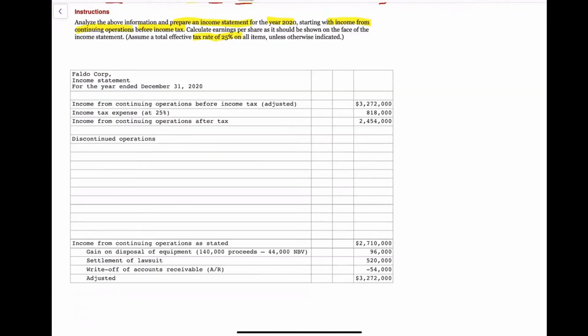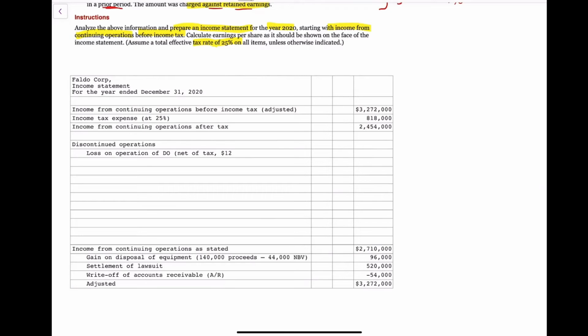Discontinued operations. Here we have a loss on operation of the DO, and we're going to put net of tax. But how much is the tax adjustment? Would it be 22,500? It would be 22,500 because it says that the before tax loss on operating was 90, and we know our tax rate is 25%, which means the after tax number is the other 75%, which is 67,500. The two numbers must add up to the before tax gain or loss. 67.5 and 22.5 adds up to 90. We're good.